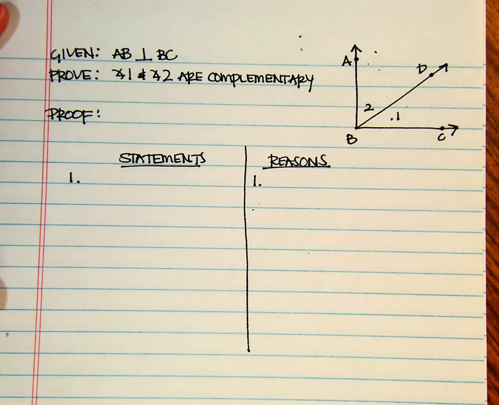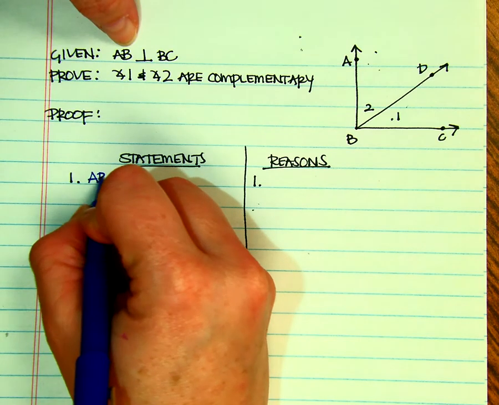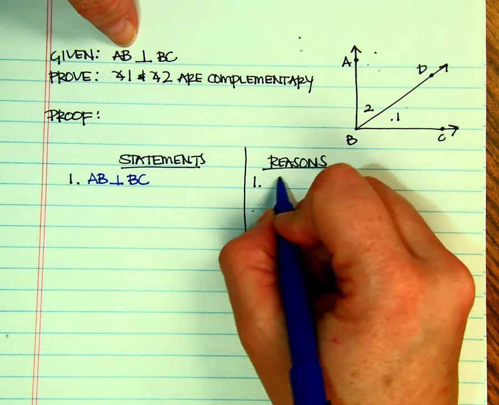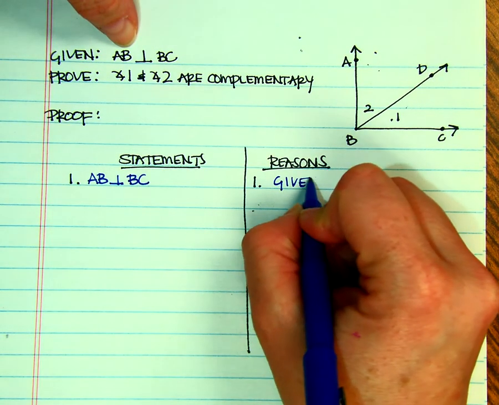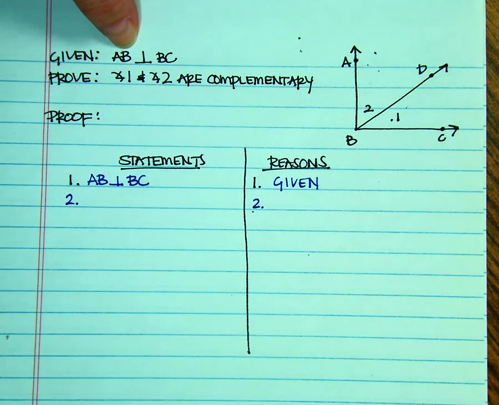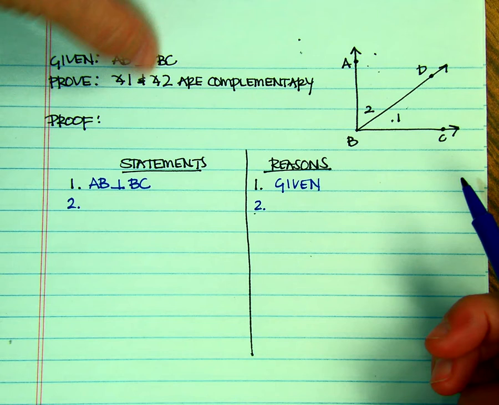Okay, so statement number 1, always your given. I know that AB is perpendicular to BC, and the first reason is always given. So this is what we talked about in class. What does this give you? What does the fact that this is perpendicular give you?